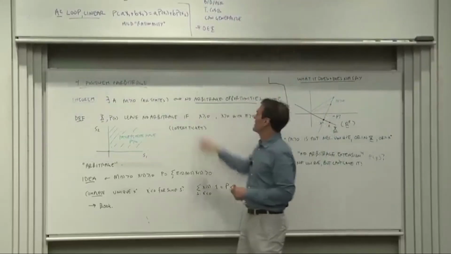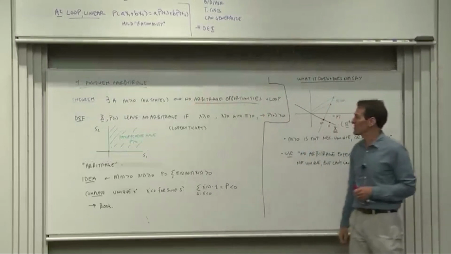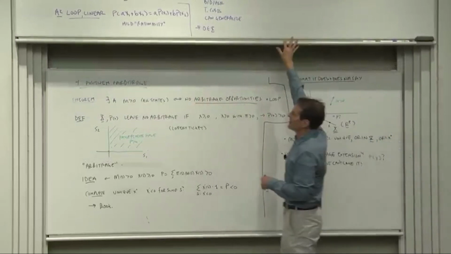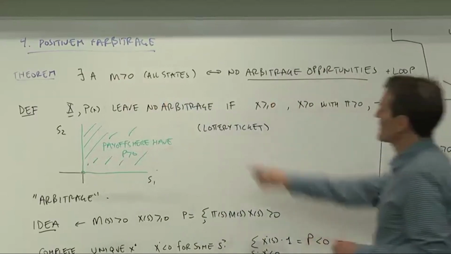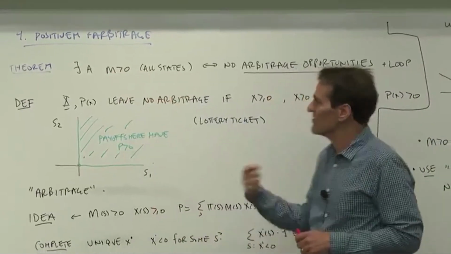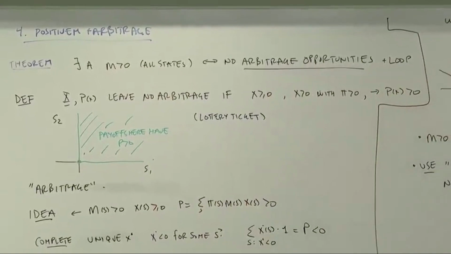So here's the theorem. If there are no arbitrage opportunities as well as the law of one price, then there is a strictly positive discount factor. And strictly positive, again, means in all states of nature. No matter what happens, this thing comes out positive.